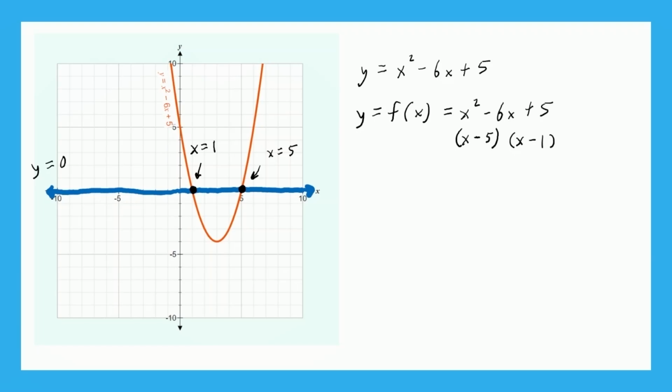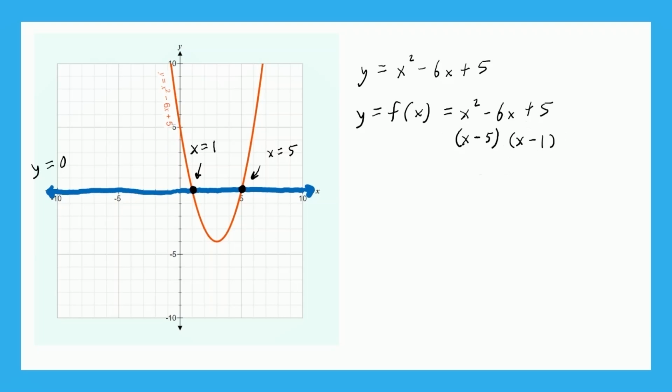Okay, now back to finding zeros. The question is, what values for x will make this expression 0? Well, we know that these two binomials are being multiplied. So think about it like this. If this entire binomial right here is 0, the entire expression will be 0 because anything times 0 is 0. In the same way, if this entire binomial is 0, then the entire expression, the entire polynomial, will be 0.